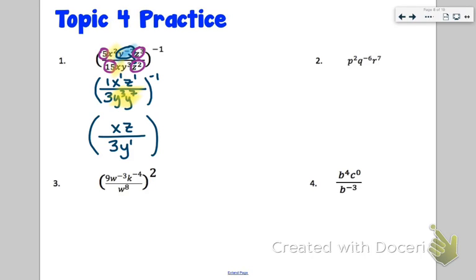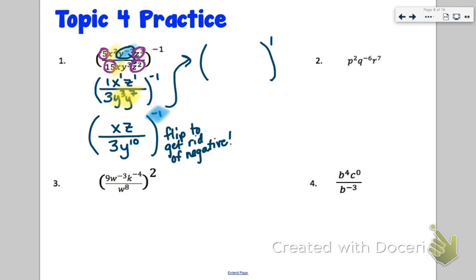So that's going to give me, with the multiplication rule, y to the 10th, 3 plus 7 is 10. Now that's all to the negative first power, and all the negative first power really means is that we need to flip what's inside. So we're going to flip to get rid of the negative. So let's flip it, and it becomes positive first power on the outside. So that means 3y to the 10th is in the numerator, and then xz is in the denominator. Now anything to the first power is just itself, so we don't need that parentheses first power. That's our answer.